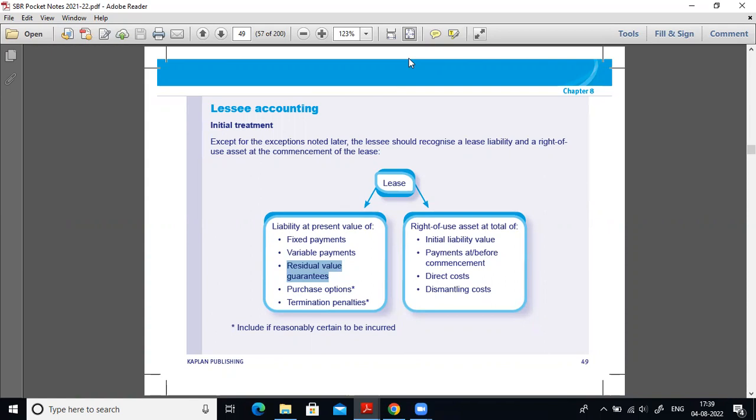So fixed payments, I don't think you have any query on this. Variable payments, residual value guarantee, as I explained. If the lessee is expecting any residual guarantee from the lessor, then that should also be considered for computing the present value of the lease liability. Then the purchase options, if the lessee has the right to purchase that particular leased asset at a price which is less than the market value, then that particular amount should also be considered, and even the termination penalties. Before I go to the right to use of assets, participants, if you have any query on any specific element, let me know.